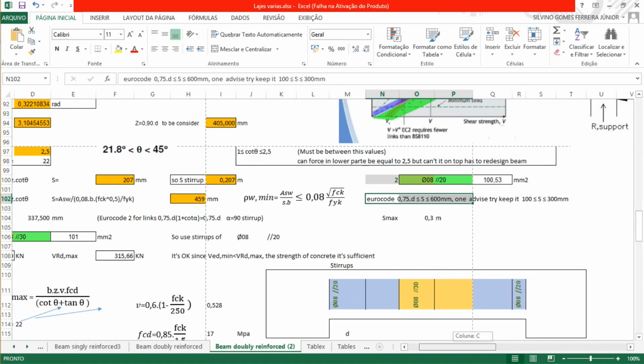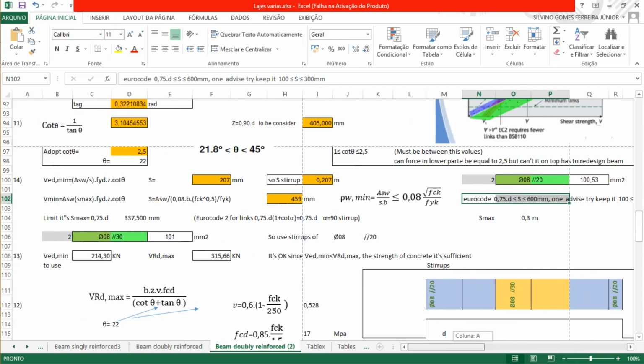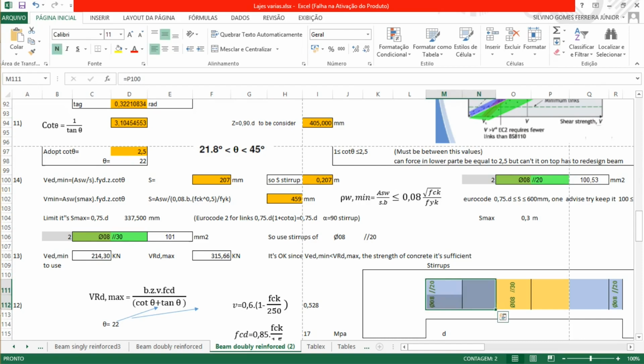Okay, so we can adopt 2 legs of diameter 8 spaced by 20. It will be okay with this 207, spaced by 20 centimeters. It is 200. Okay, now we have links of 8 millimeters spaced by 20 centimeters, at one corner of the support and the other one.